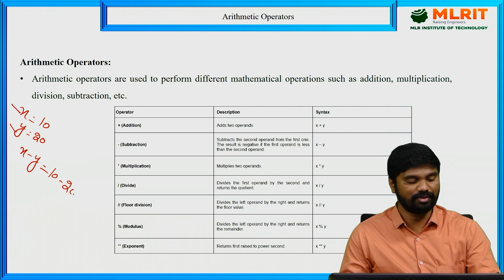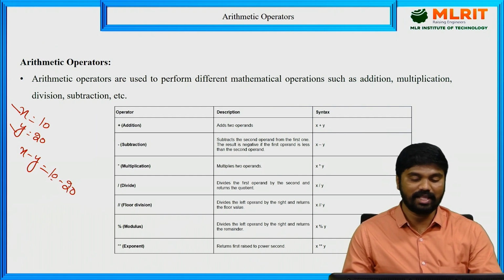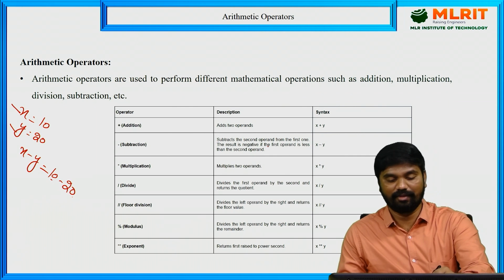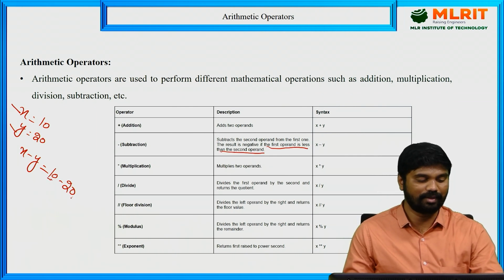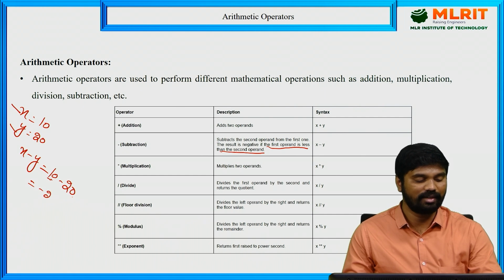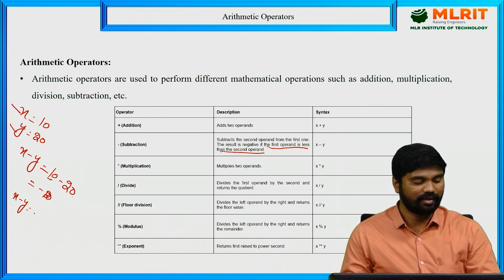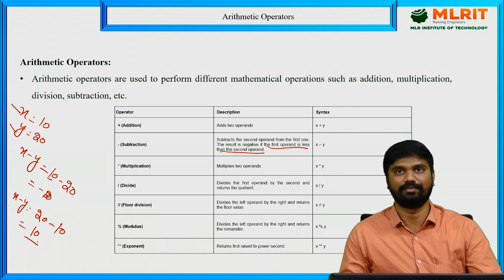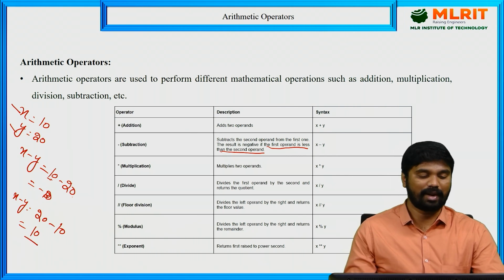10 minus 20. Whenever the first operand is less than the second operand, like this one, then the result will be negative. So this is, for example, x minus y. For example, 20 minus 10, now we'll get the result in positive. So that is the subtraction operator.